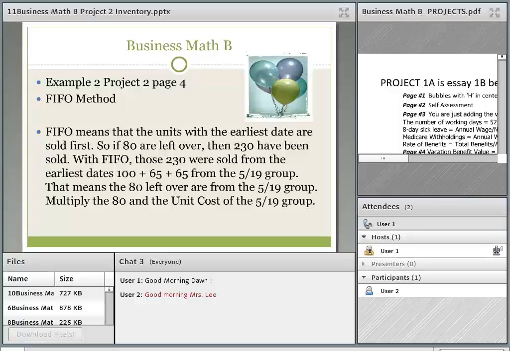from the 519 group. So you're going to multiply the 80 by the unit cost of the 519 group. And that would be 80 times $9.90. And it gives you 792.